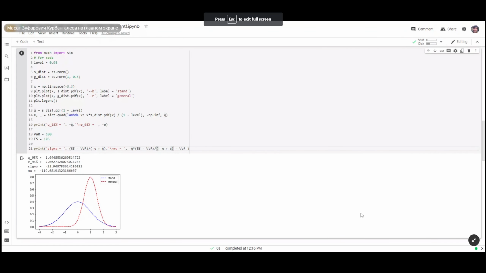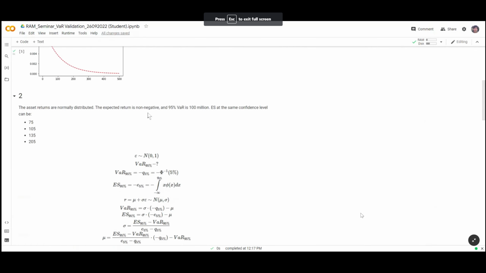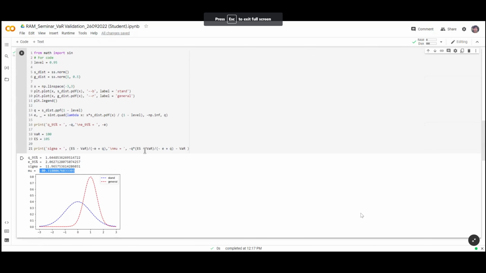So this is kind of a tricky thing. Okay, all right. We see positive sigma, but at the same time, we see negative mu, right? So the average is negative, and what we know from the settings is that expected return is non-negative. So actually, we have to eliminate this option. All right, let's consider another one.